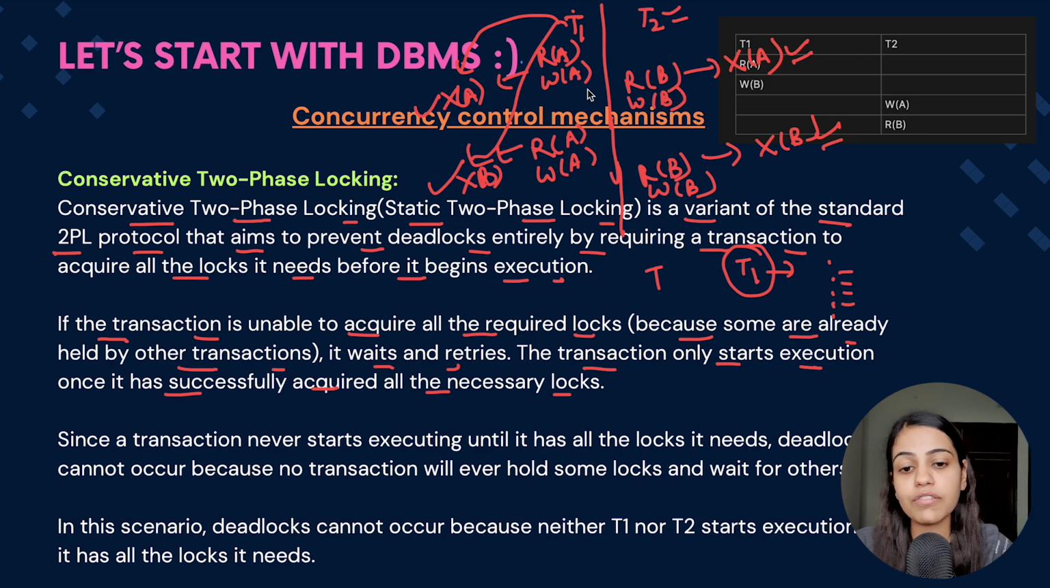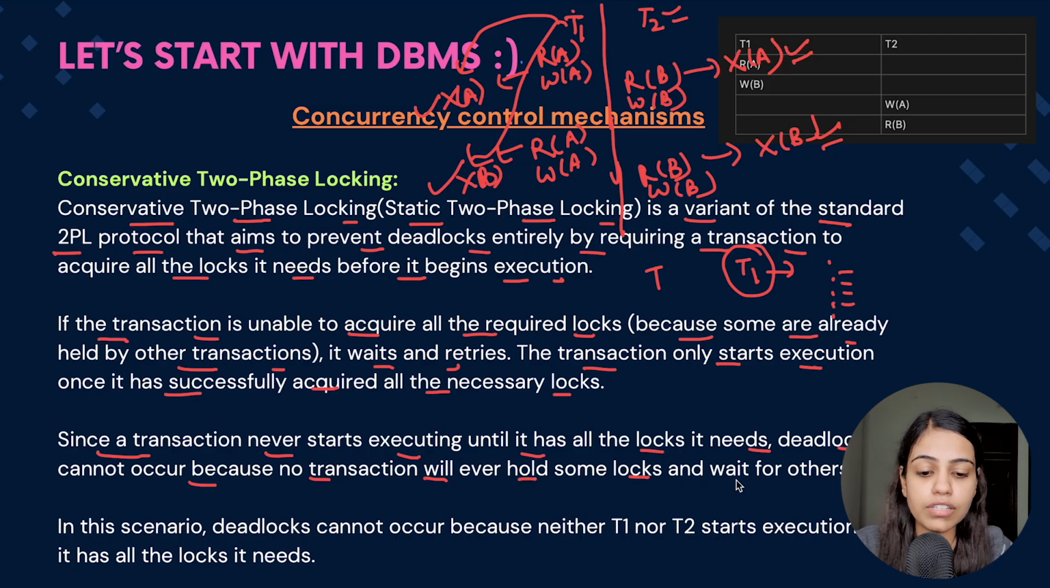Because of this, there won't be any deadlock scenario, since a transaction never starts executing until it has all the locks it needs. Deadlock cannot occur because no transaction will ever hold some locks and wait for others. So here T2 won't be holding any locks, even though it requires an exclusive lock on A and an exclusive lock on B.